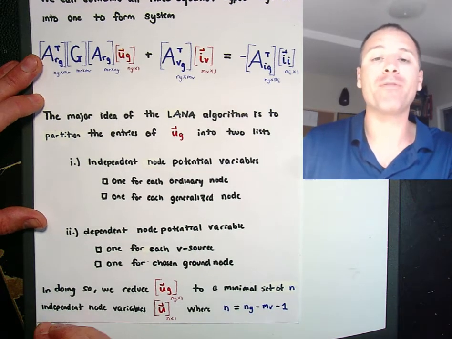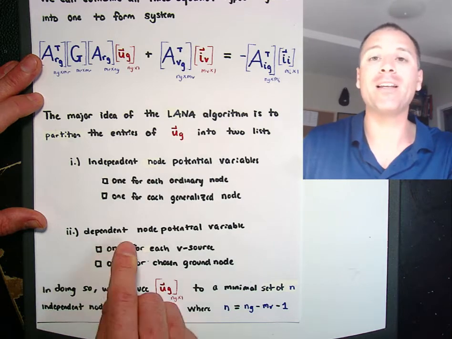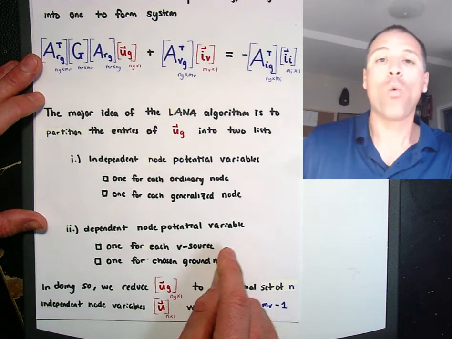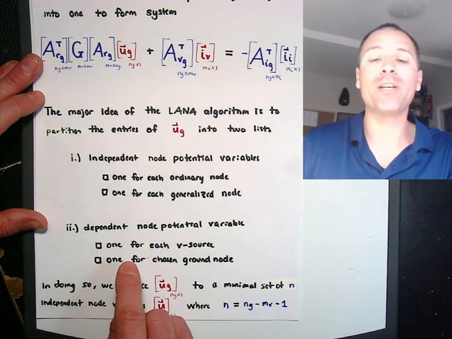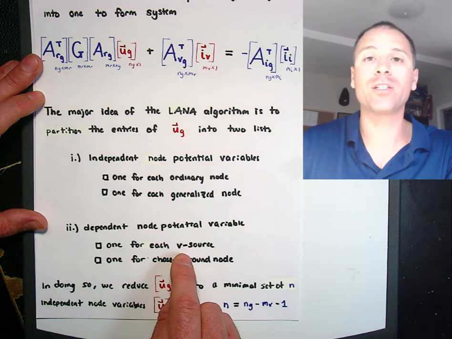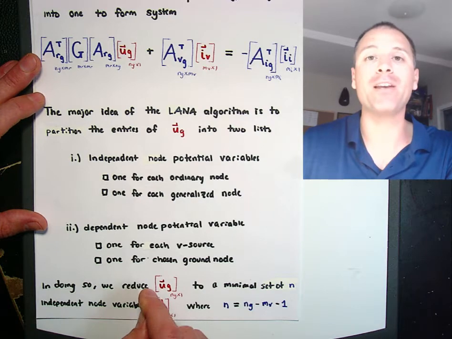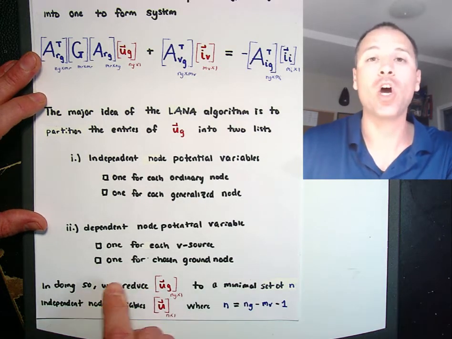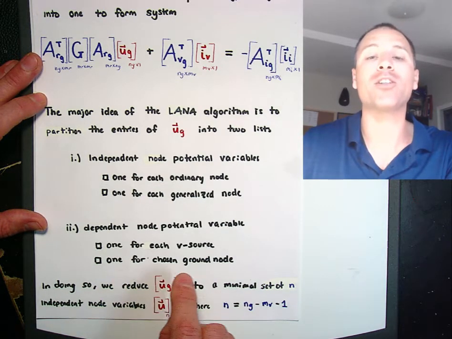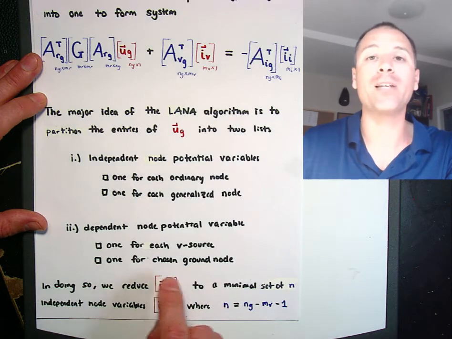The second type of node variable we're going to call dependent node potential variables. We have one dependent node potential variable for each voltage source in the entire circuit. And then we have one additional dependent variable, or additional constraint, which is grounding the circuit, choosing one of those potentials to be 0.